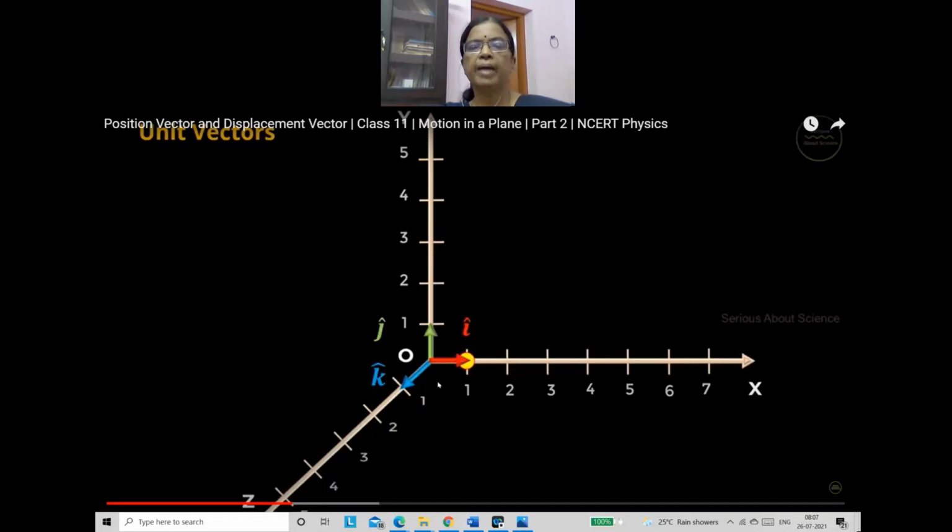Unit vector is a vector having unit magnitude. And when it is taken along the x-axis, it is represented by i cap. See, 1 centimeter along the x direction, it is represented by i cap. And unit vector along the y direction, see, 1 centimeter, it is represented by j cap. And unit vector along z direction, it is represented by k cap.